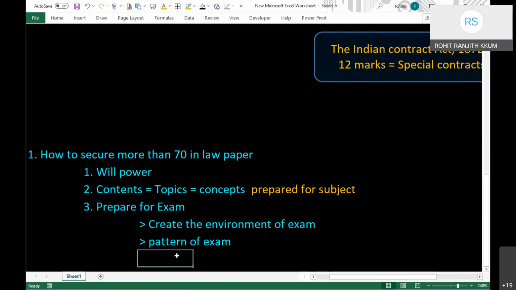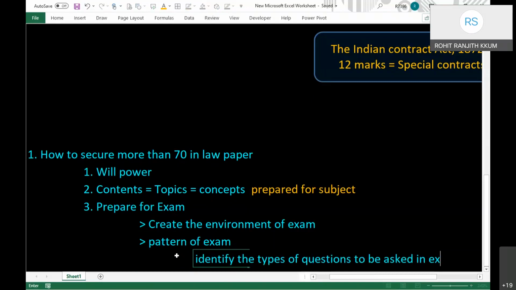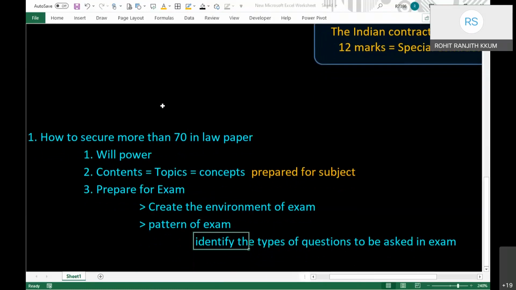So pattern of exam means identify the types of questions to be asked in the exam, like MCQs, all that you need to prepare. Once the pattern of exam is clear here in the law paper, then guys, you should start facing the questions.